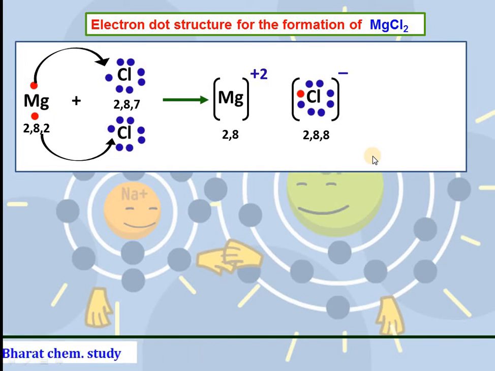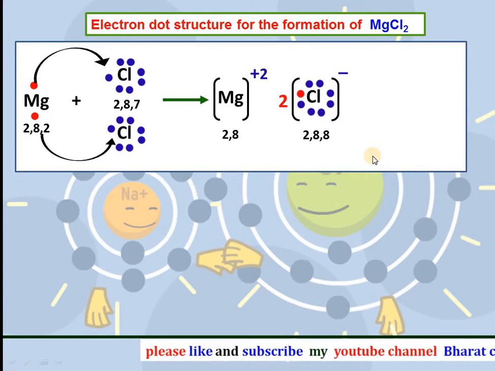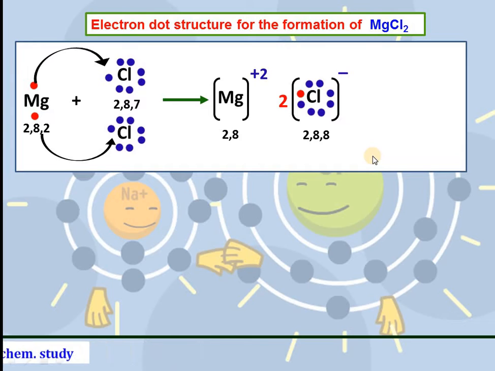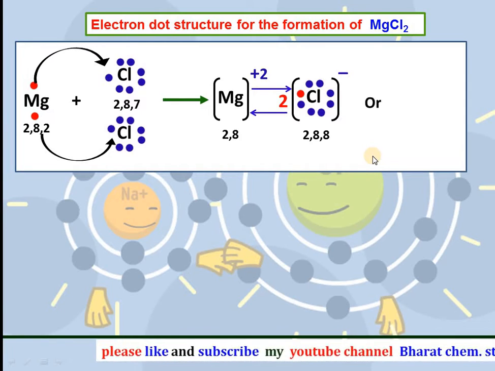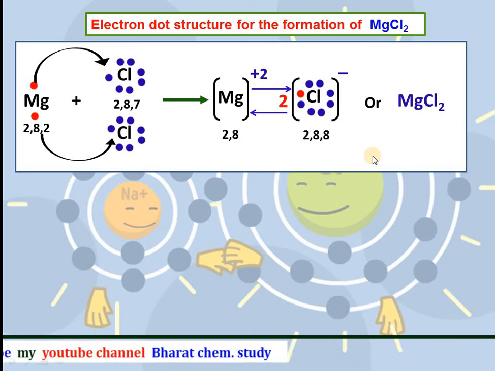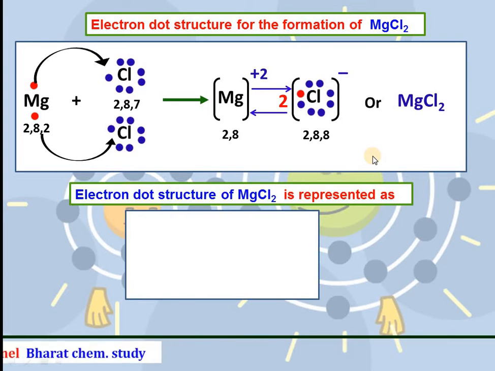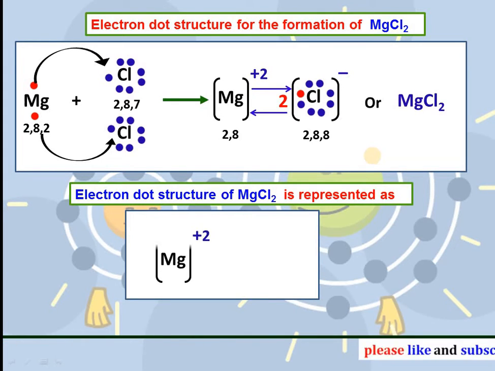So there is no need to write 2 chlorine again, we will write 1, but we put 2 in front of this Cl negative ion. It will tell us that it is 2 Cl negative ion, and then to represent the formation of ionic bond, we represent arrows in between them. But again, if the question says only write the electron dot structure, then no need to show these arrows. We have to directly write electron dot structure of MgCl2 like this.